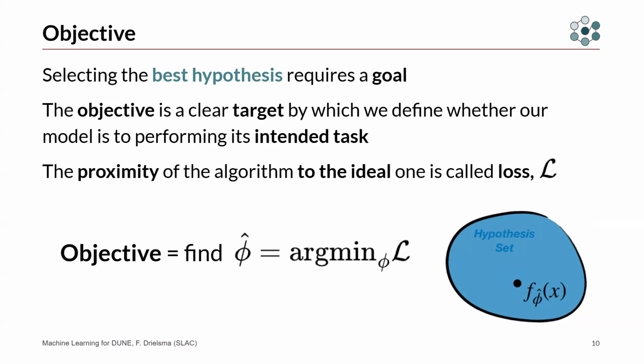And so the objective is essentially where we want to get to in that space of the hypothesis set. It's a clear target by which we define whether the model is performing the intended task or not. And in this context, the proximity of the algorithm to the ideal algorithm we're trying to get to is defined as the loss. So it's a measure of how far the algorithm is from performing the task that we want it to perform. And so the goal of the objective essentially is to find a set of parameters for the hypothesis set that you're considering, which minimizes this loss. So you're trying to minimize the loss with respect to the parameters that you can tune in the model.